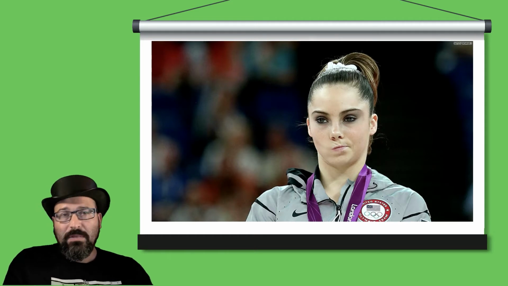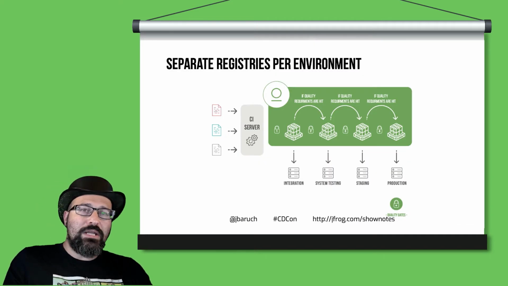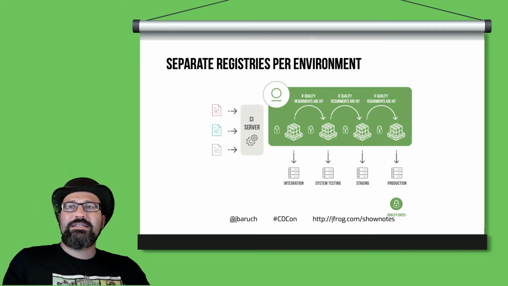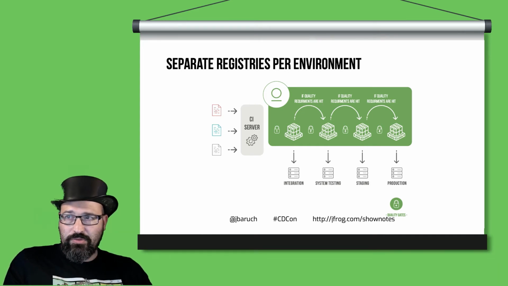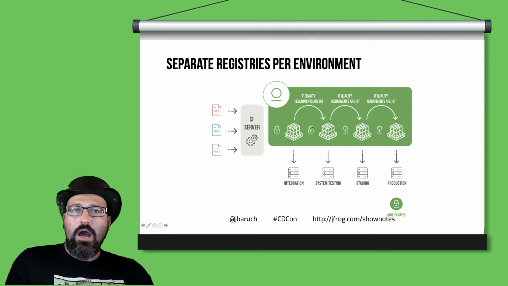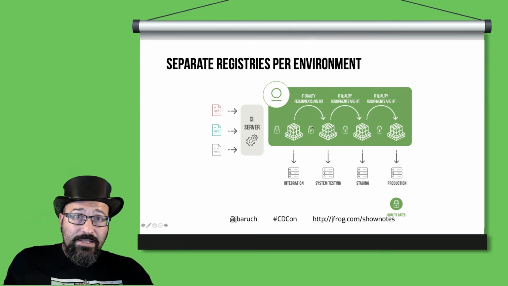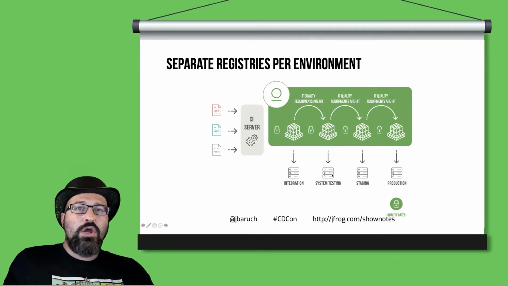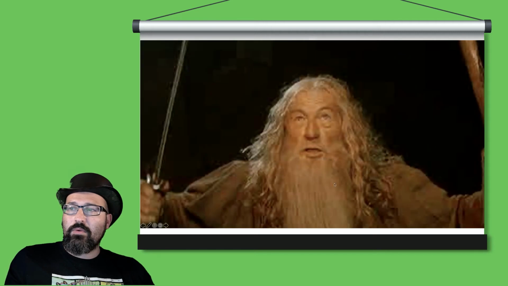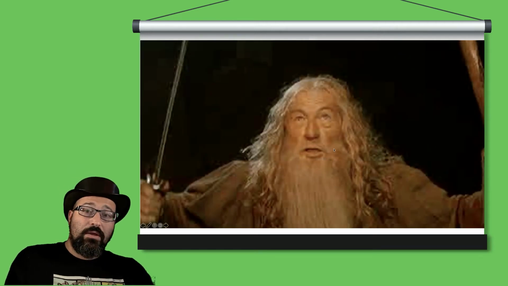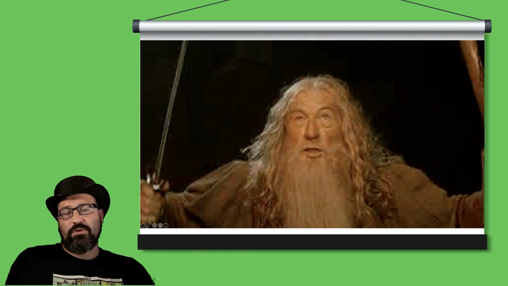So let's keep looking. What you really want to do is have separate registries per environment. If you have separate registries, those quality gates are ideal, because then the runtime environments know nothing about any other registry except the registry they need to consume. The problem is it's not so easy to do with Docker.